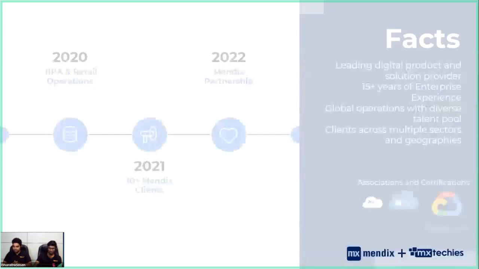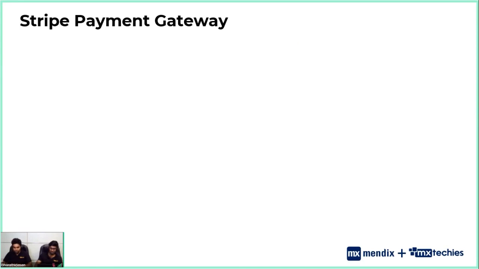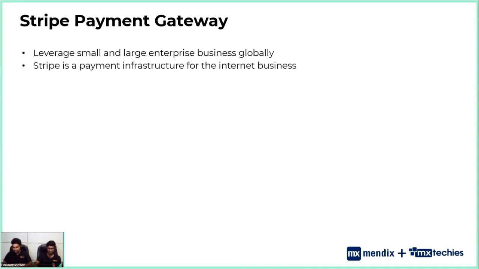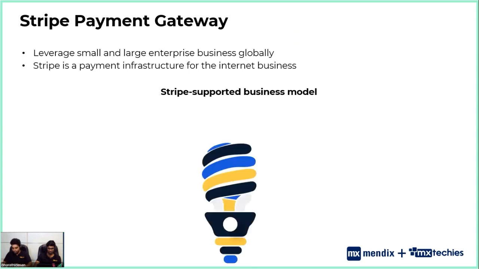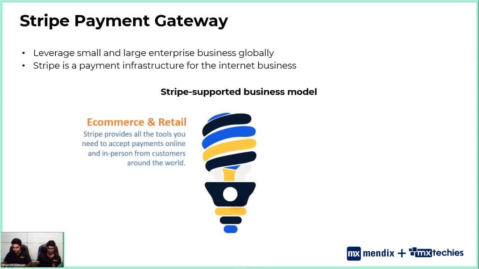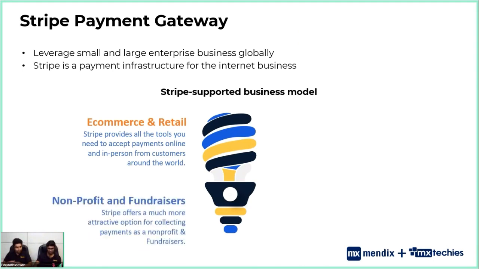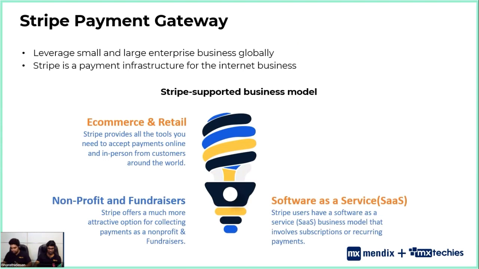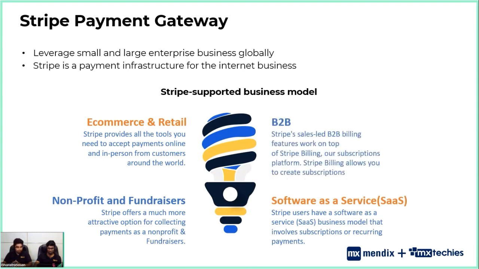The interesting segment starts from here on. Let's go with the Stripe Payment Gateway in Mendix. Stripe is an emerging and fast-growing payment gateway for startups with over 3 million merchants. It's a fully integrated suite of APIs powering online payment business for small and large enterprises. It supports various business models like e-commerce and retail, online and in-person payments, non-profits and fundraisers, software as a service involving subscriptions, and finally, B2B payment cycles.